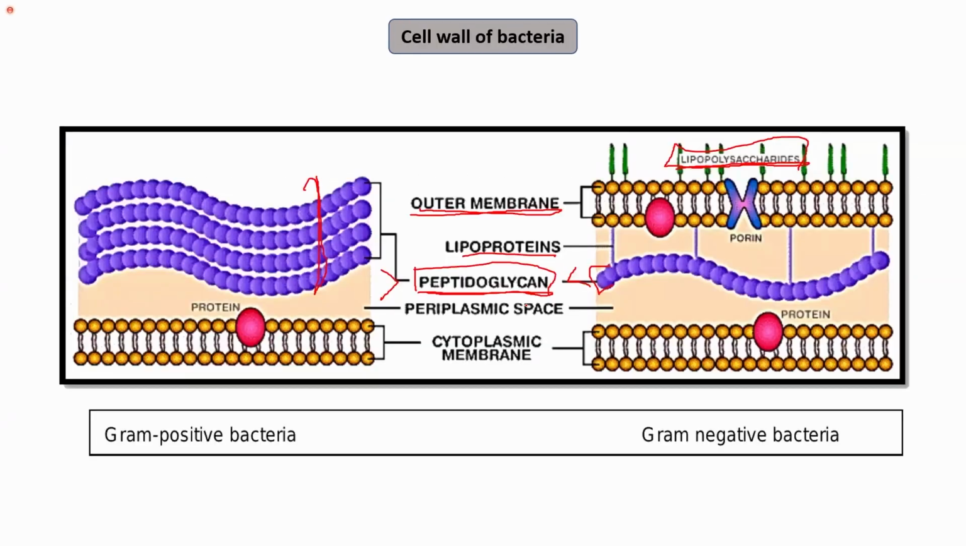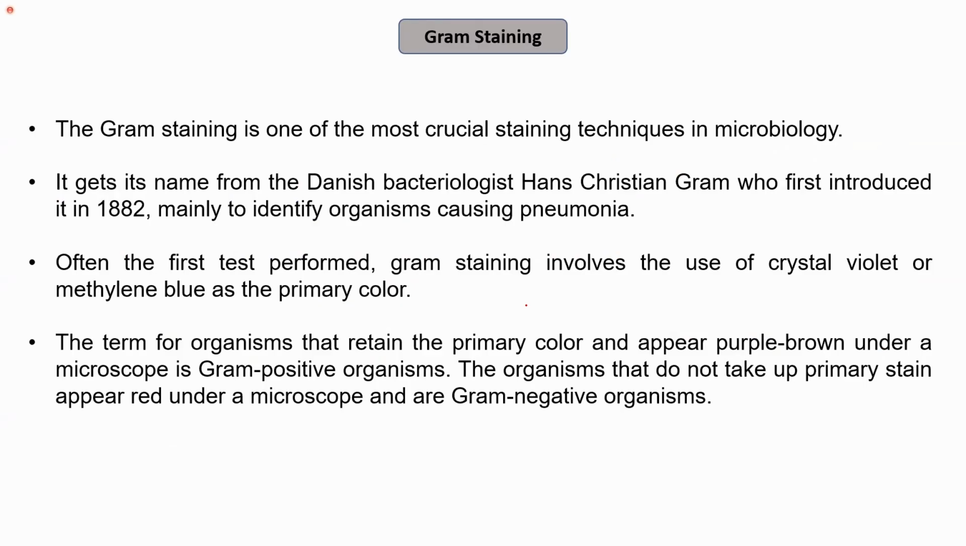So why were they named gram-positive and gram-negative? The basis of naming is gram staining. Gram staining is one of the crucial staining techniques in microbiology, and it was first proposed by Hans Christian Gram, who introduced it in 1882 to identify organisms that cause pneumonia. The test involved the use of crystal violet as the primary color, and the ones which are gram positive will appear purple-brown under the microscope, while the gram negative will appear red.